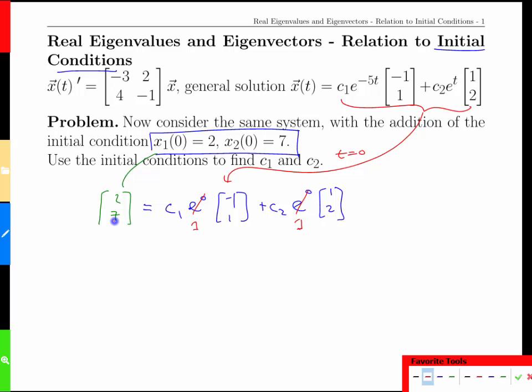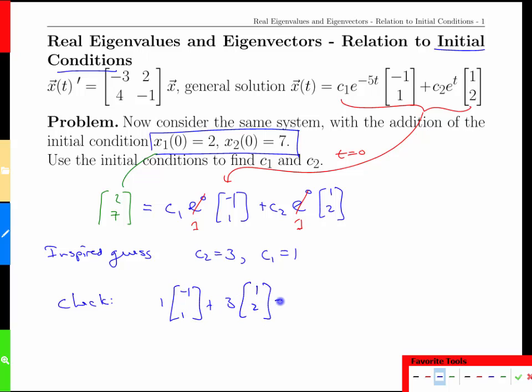We could do some complicated work to figure out what c1 and c2 are. It's a linear system, but if we take a quick inspired guess, we can get there a bit quicker. If we choose c2 equals 3, that'll give us 6, and that'll mean c1 would have to be 1. That'll give us 7. Then we'll have 3, minus 1, and 2. Let me do a quick check: 1 times (negative 1, 1), plus 3 times (1, 2): negative 1 plus 3 is 2, and 1 plus 6 is 7. So that would be the solution.